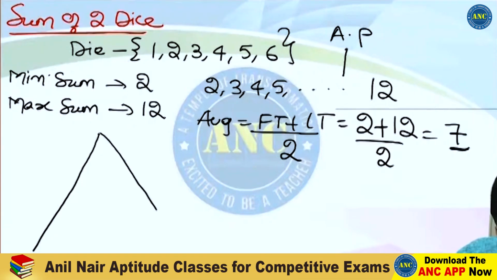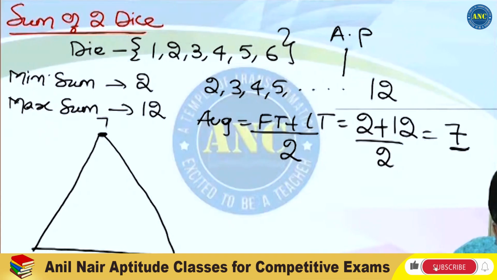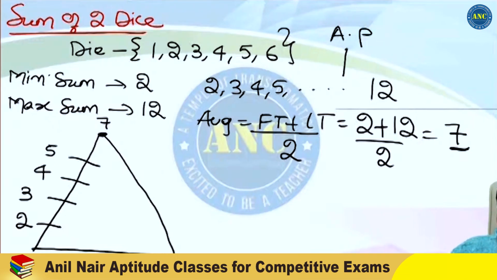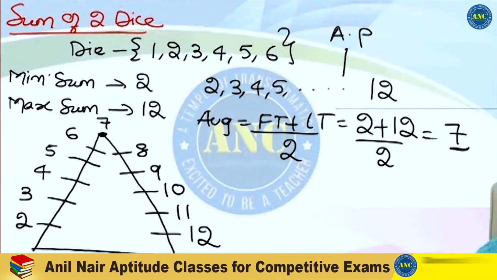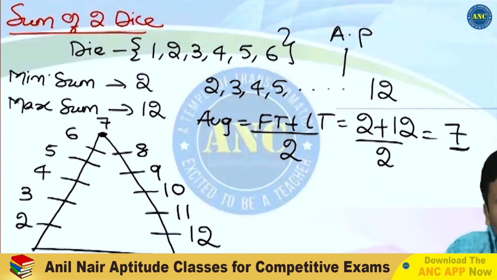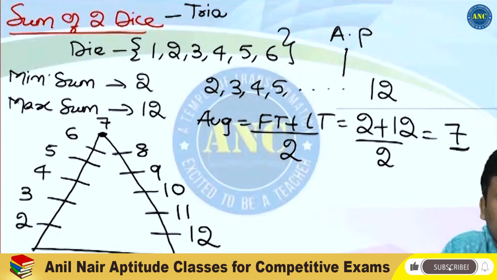Why am I writing this? I will explain it through a triangle. Draw a triangle. The top is nothing but the average, which is 7. The minimum sum is 2. Then 2, 3, 4, 5, 6, and here 8, 9, 10, 11, 12. I will tell you why I am drawing the triangle. The minimum sum is 1 plus 1, 2. The maximum sum is 6 plus 6, 12. This is the triangular method of finding the sum of 2 dice.